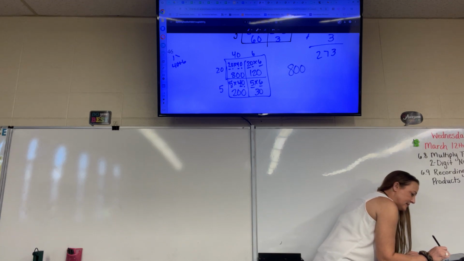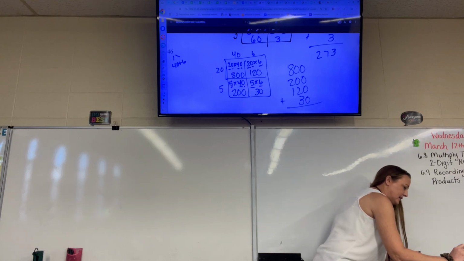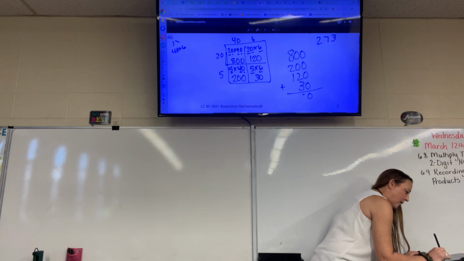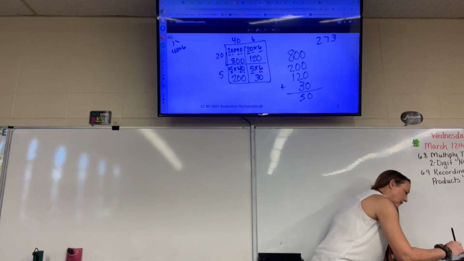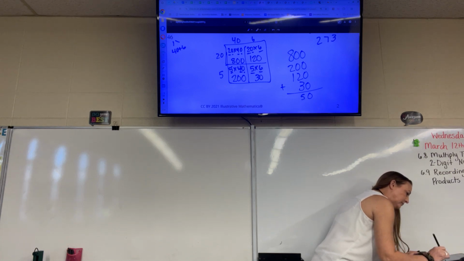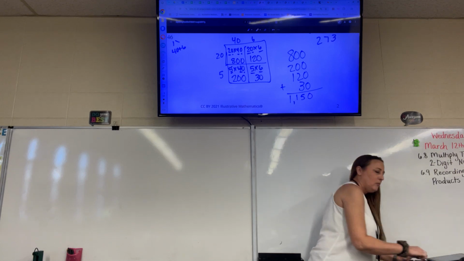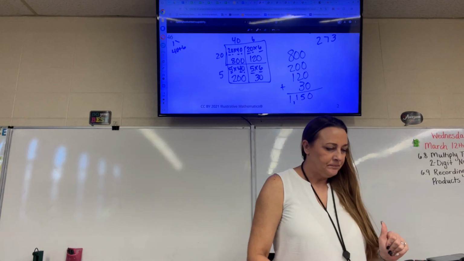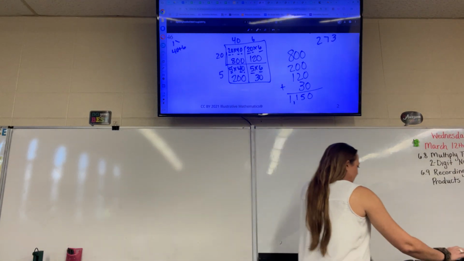Last step is to stack them and add them. And whenever I add all those together, 1,150. Okay, next page.